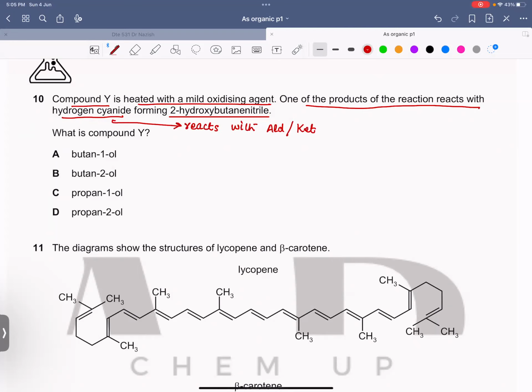See, there is a compound X which, when reacted with a mild oxidizing agent, would give me Y, and Y with HCN undergoes a reaction. So from here, what I can conclude about Y is that Y is either an aldehyde or a ketone. And if Y is an aldehyde or ketone, then it clearly means that X can be an alcohol.